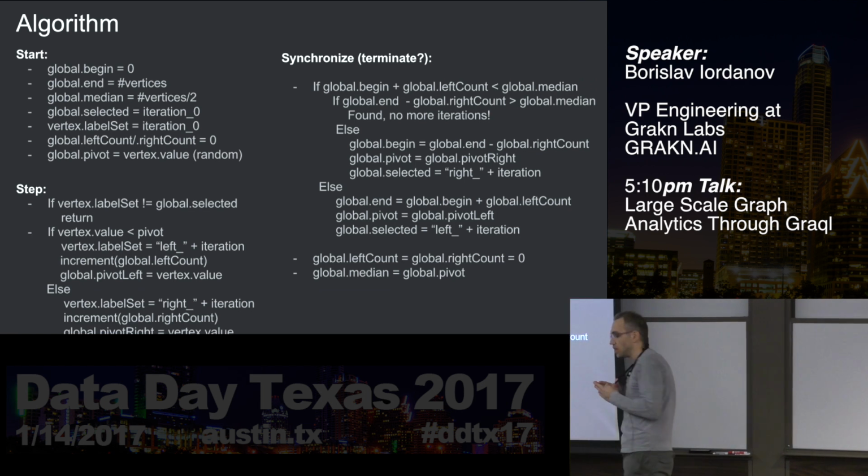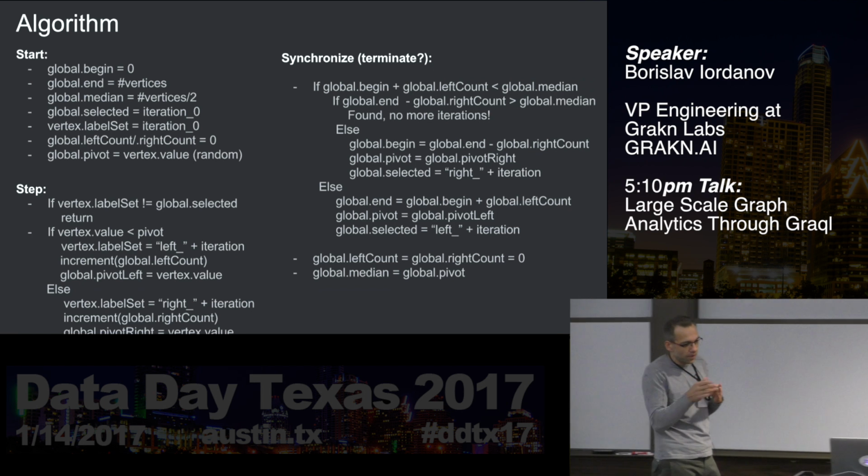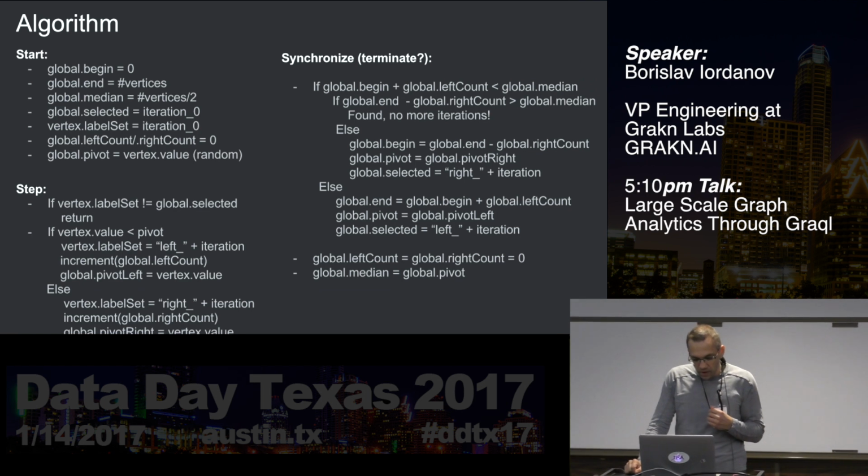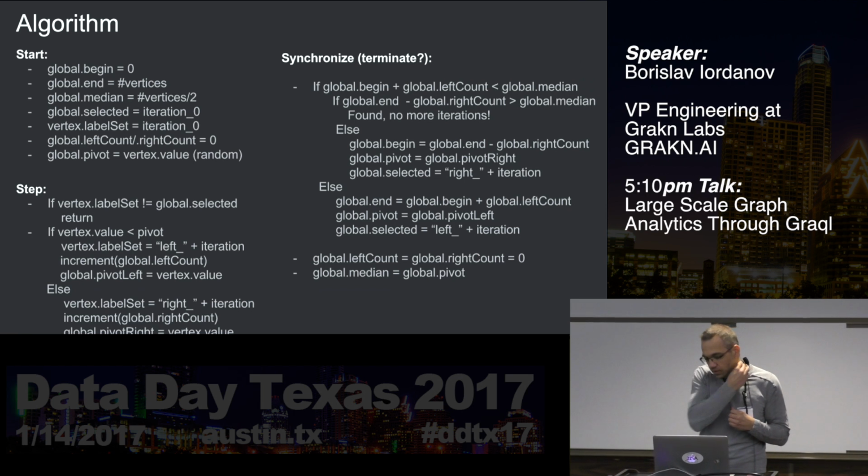So knowing those sizes allows us to adjust the position in the list where we are. So what happens during each step? We basically check if the vertex we're currently examining belongs to the set we are currently processing. So we check set membership by using those labels. Then the next thing we do, we examine whether the value of the vertex is less than the field.